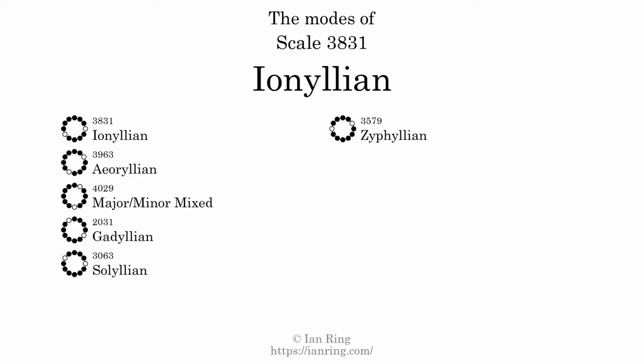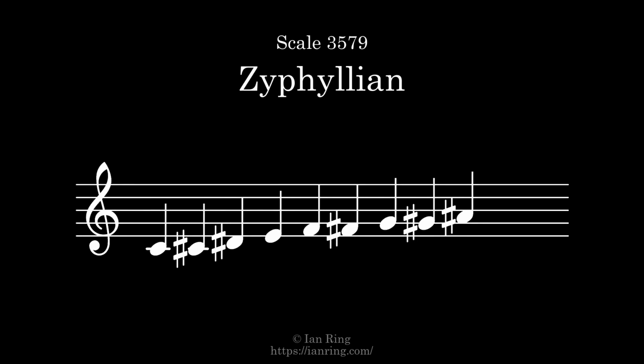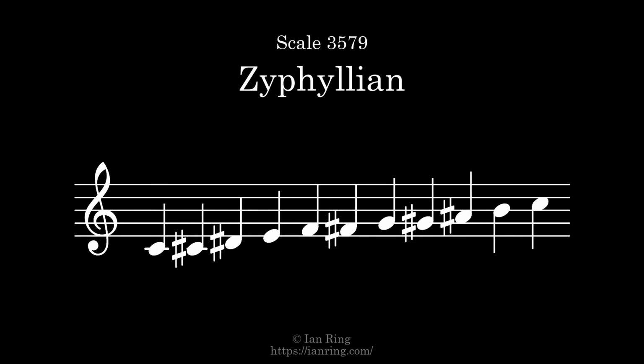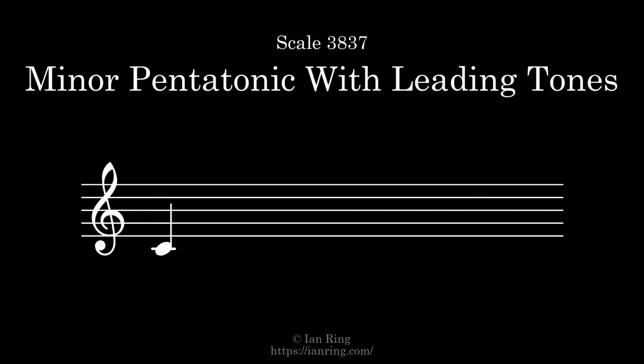The sixth mode is scale 3579, also known as Ionyllian. It sounds like this. The seventh mode is scale 3837, also known as minor pentatonic with leading tones. It sounds like this.